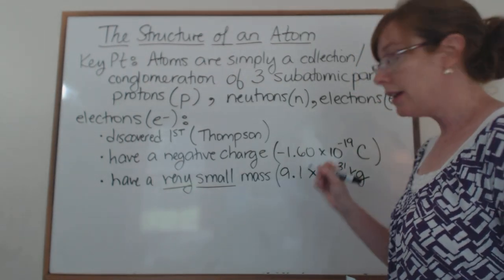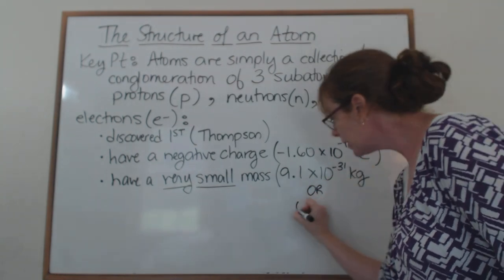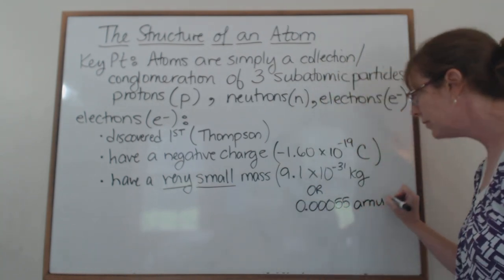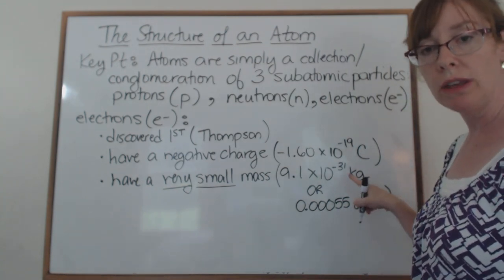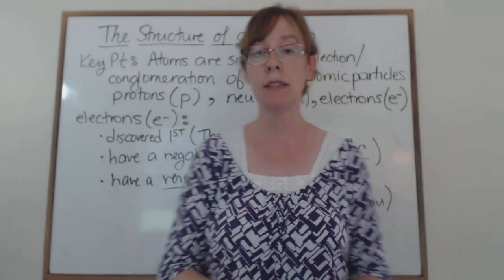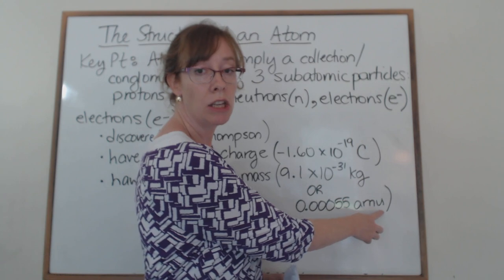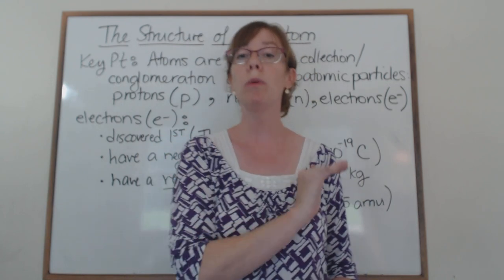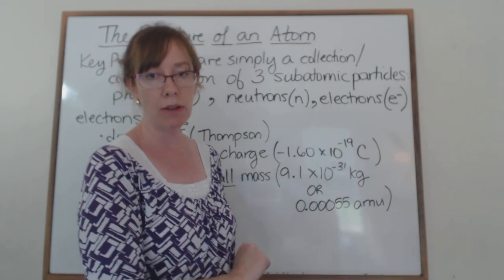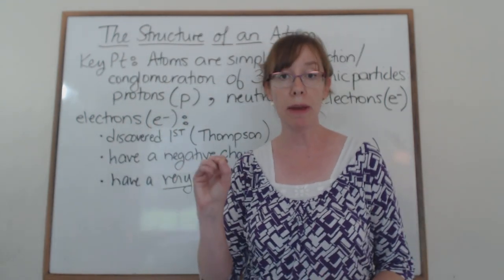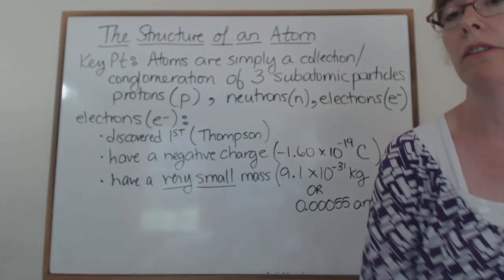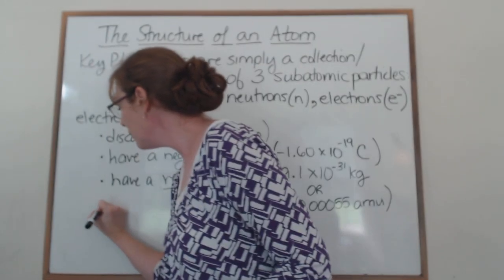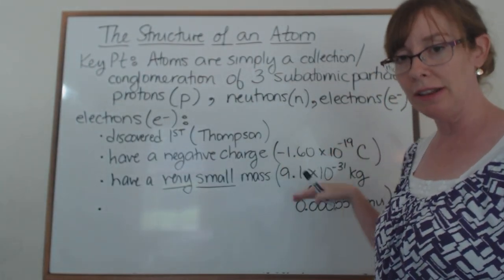Jot that down. You're not going to need to memorize that number, but also let me have you write this down for now: 0.00055 AMU. AMU is a different type of unit. Obviously, you know kg is kilograms, the SI unit for mass. AMU stands for atomic mass unit, and it's a unit that was invented to deal with very small particles like atoms. We will teach that later. For now, just jot it in your notes. I will talk about it later because it's really not the best time now. But just understand the tininess of this number. Just leave a little space there.